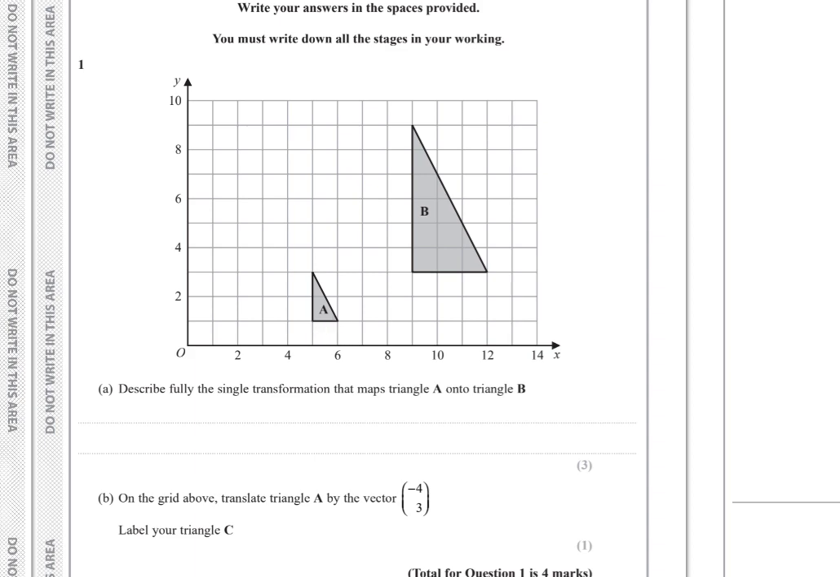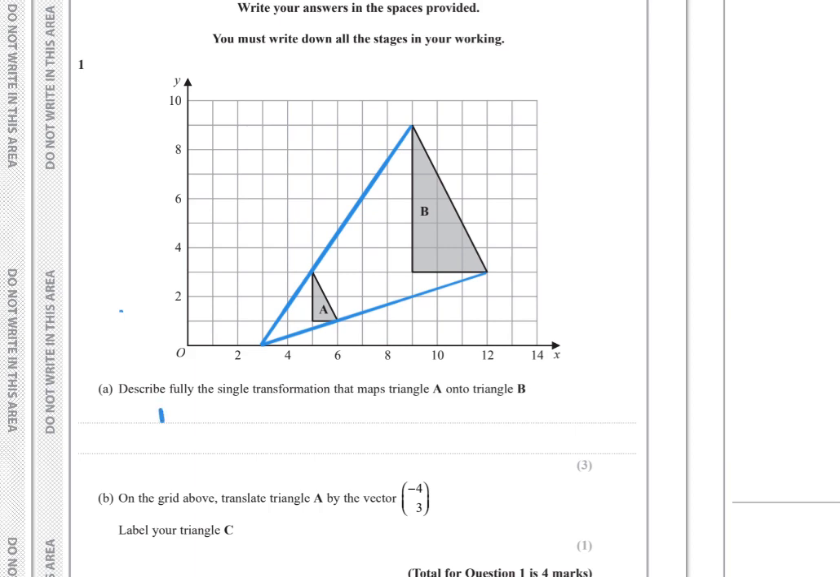To find the center of enlargement, join a point and its image and one more point and its image, then extend the lines. They will intersect at the center of enlargement. So now draw the lines: a point and its image, then extend the line, and one more point and its image. They intersect at (3, 0). So the center of enlargement is (3, 0).